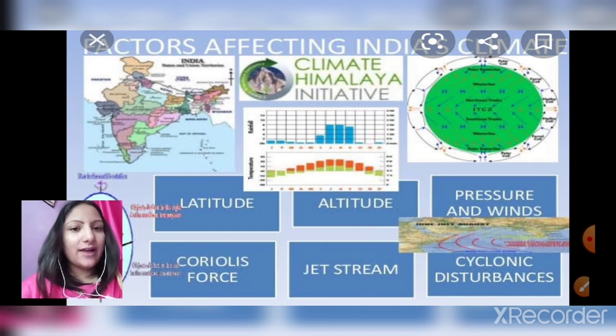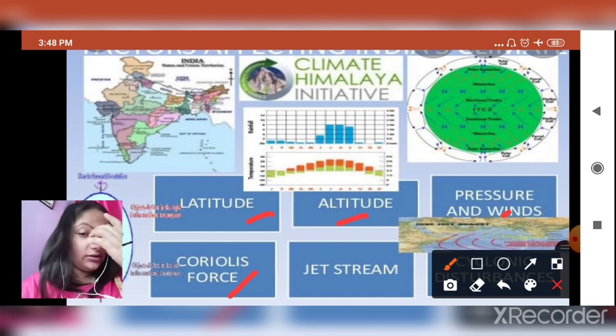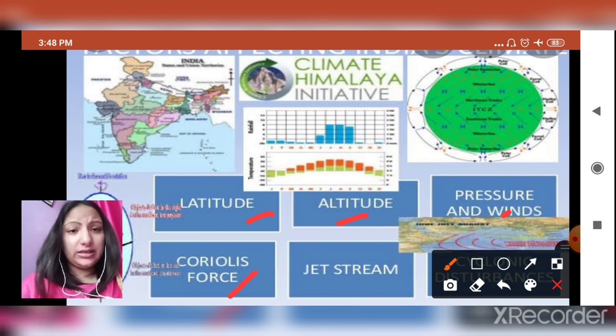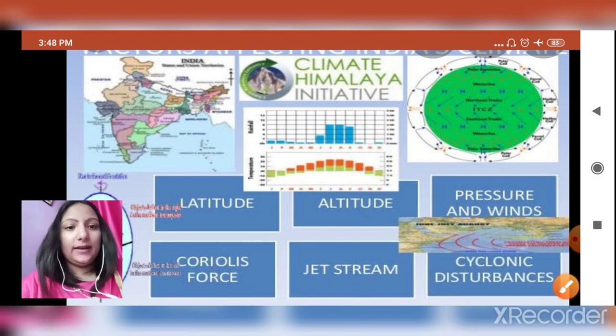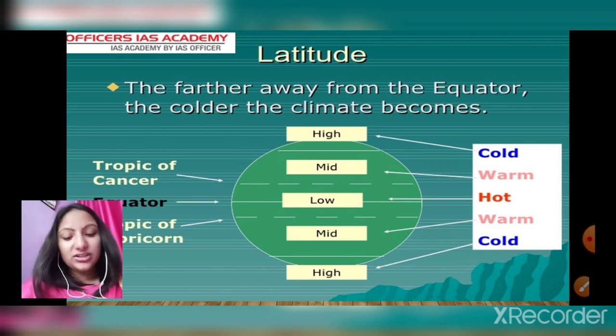Now what are these factors? Everyone can see latitude, altitude, pressure, force, and proximity to the sea. These are all the factors that affect the climate of India. Now, the first one we will see is latitude. How does latitude affect the climate of India?